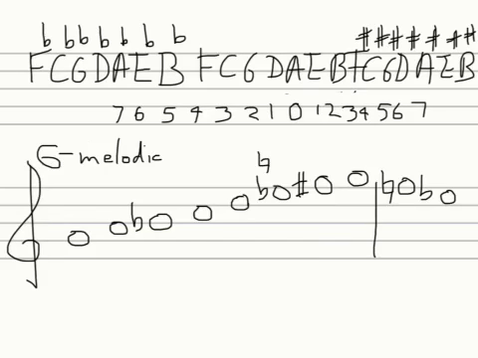Okay, to write this properly, I'm just going to erase here. And so what I would have then is E natural, F sharp. Okay?